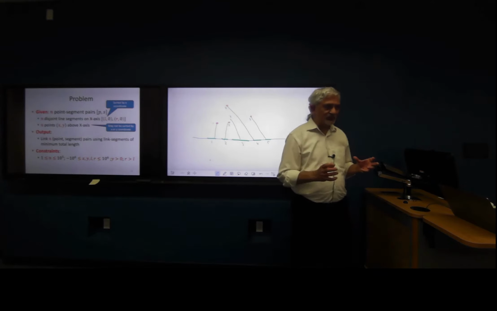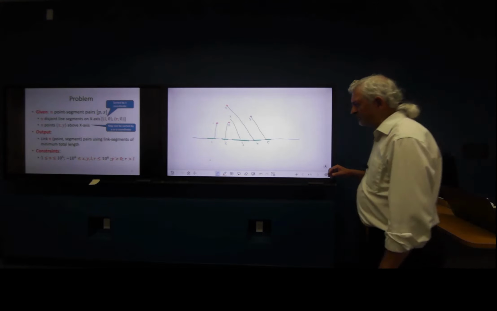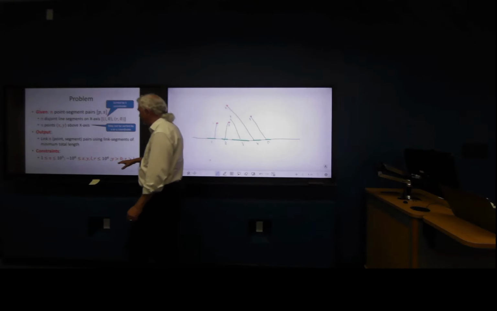So let's start with some simple cases and then see if we can start to build some intuition. Is everyone clear about the problem? There are a couple of constraints here that are useful to know. Just keep that in mind.